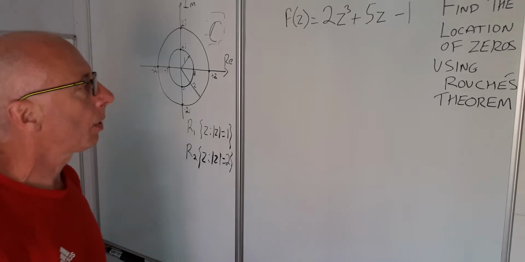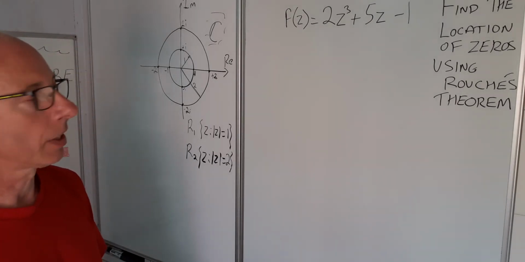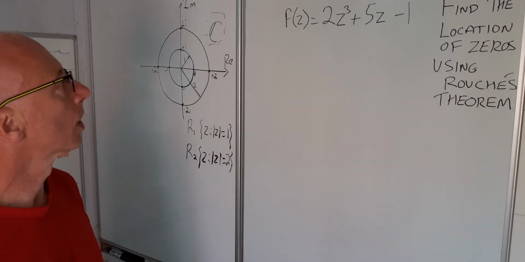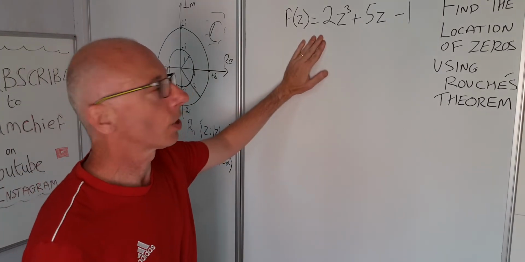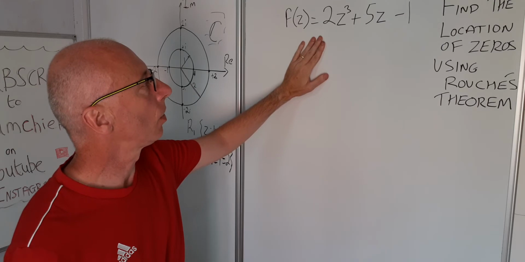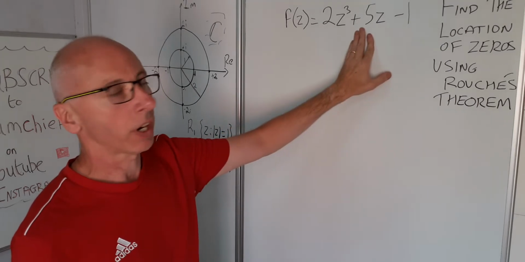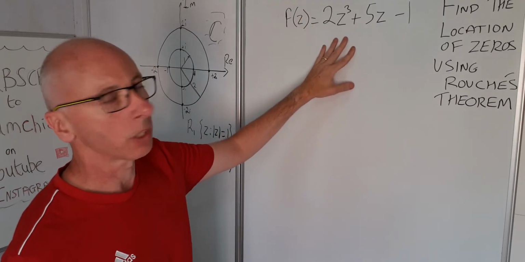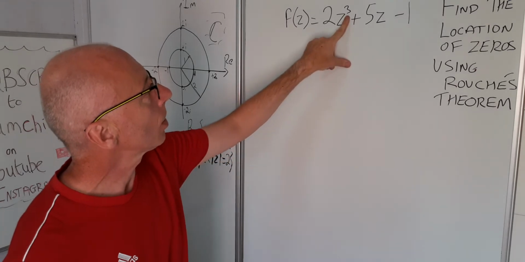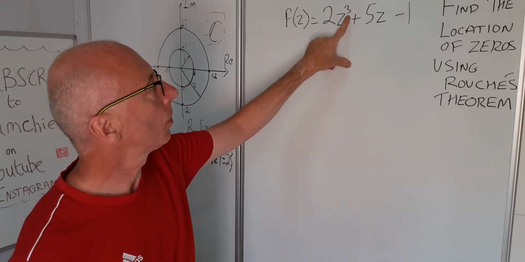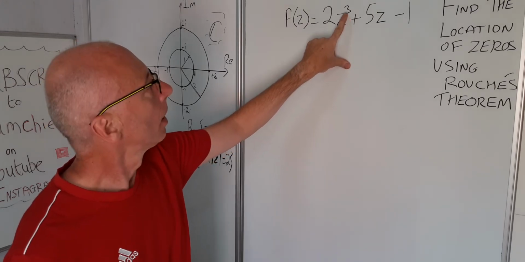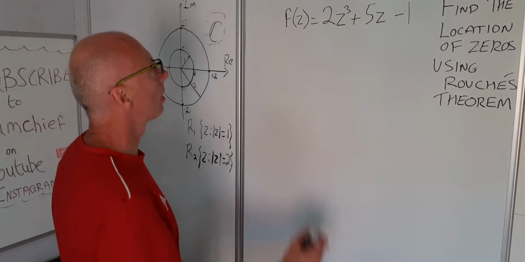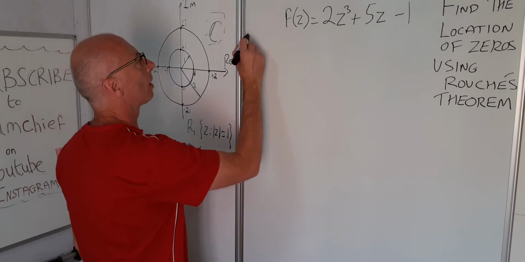So how are we going to do that? Finding those with Rouché's theorem. So we've got this function here. Now we can see that this function is analytic everywhere on the complex plane. So that's a great start. As it's a polynomial, that's always going to be the case. And we can see that's a polynomial of degree 3. So by the fundamental theorem of algebra, this has 3 zeros altogether. So we write that here.